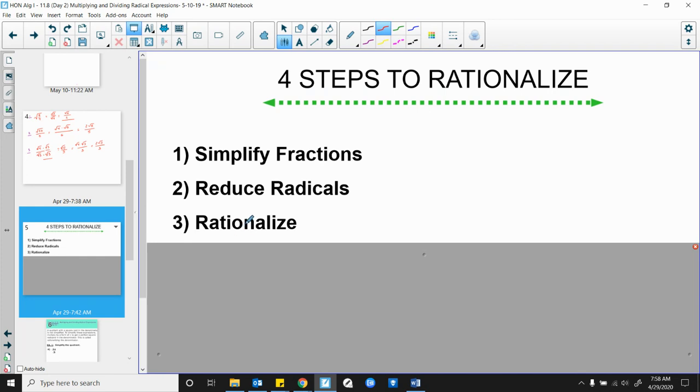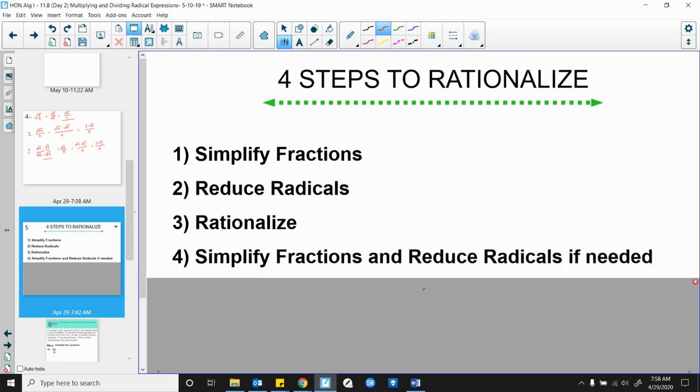I saw it all last year. Kids get so excited because they know how to rationalize a denominator. And when they go to rationalize the denominator, they do it before they do simplifying or reducing. And then they get these huge numbers that they don't know how to work with, and they have a lot of work to do. Don't do that.